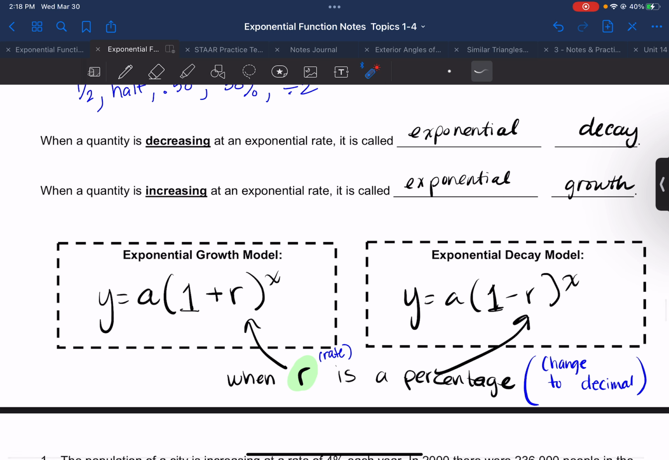Now, if this is my rate, one important thing we have to know is your rate is usually going to be given to you as a percentage. Now that it's a percentage, we should already know how to do this: take a percentage and change it to a decimal. So let's do a few practice examples real quick.